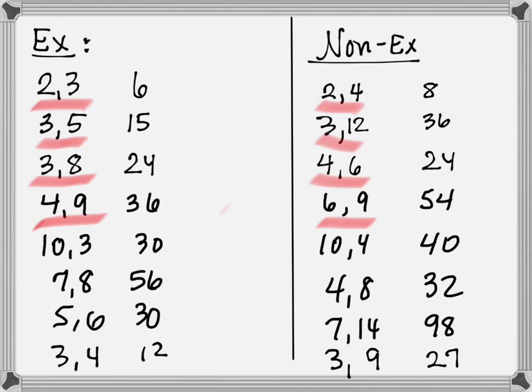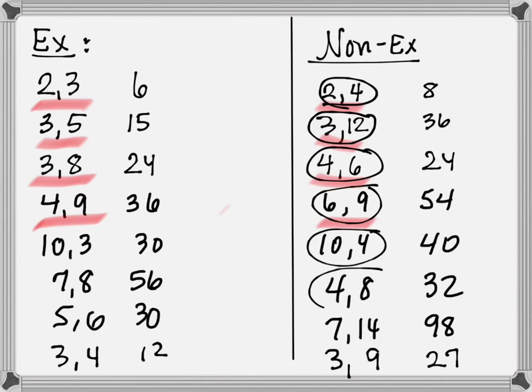So every pair of non-examples has a factor in common. 2 and 4 both divide by 2. 3 and 12 divide by 3. 4 and 6 divide by 2. 6 and 9 divide by 3. 10 and 4 divide by 2. 4 and 8 divide by 4. 7 and 14 divide by 7. And 3 and 9 divide by 3. Son of a gun. That does not happen on the other side.